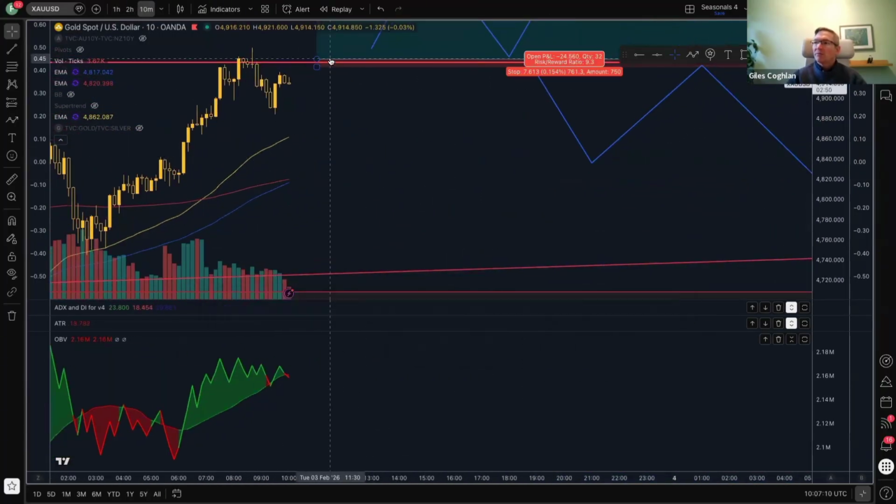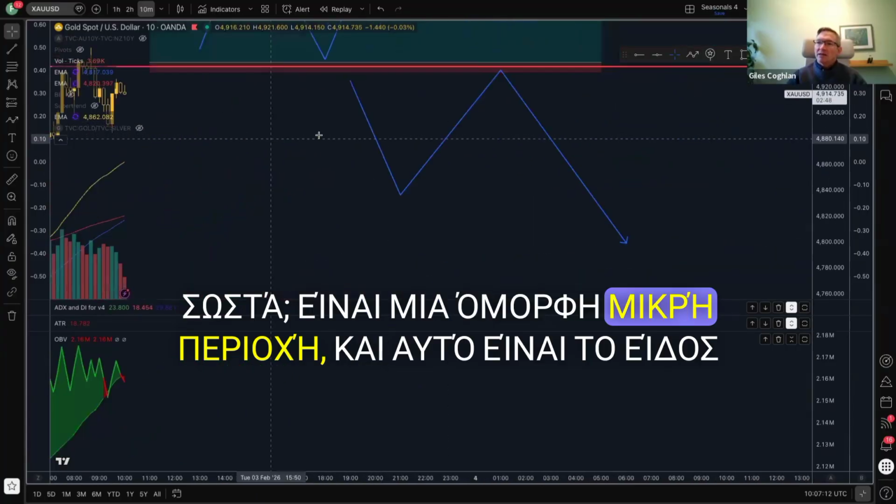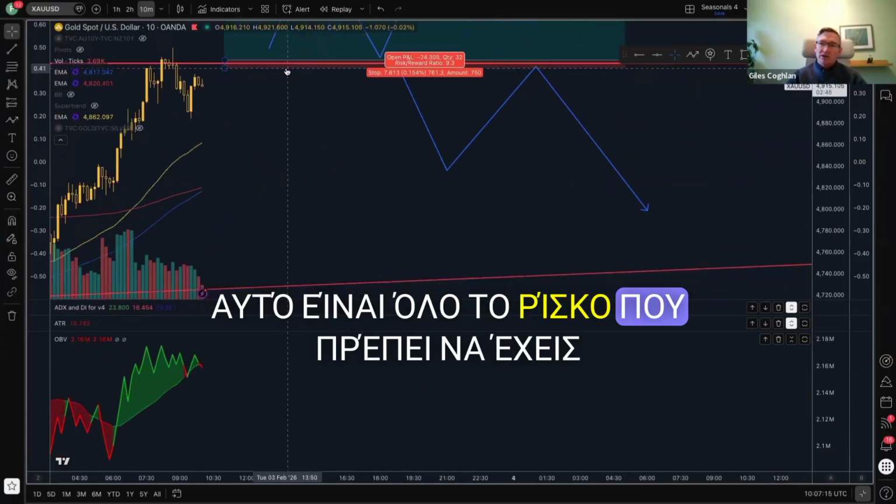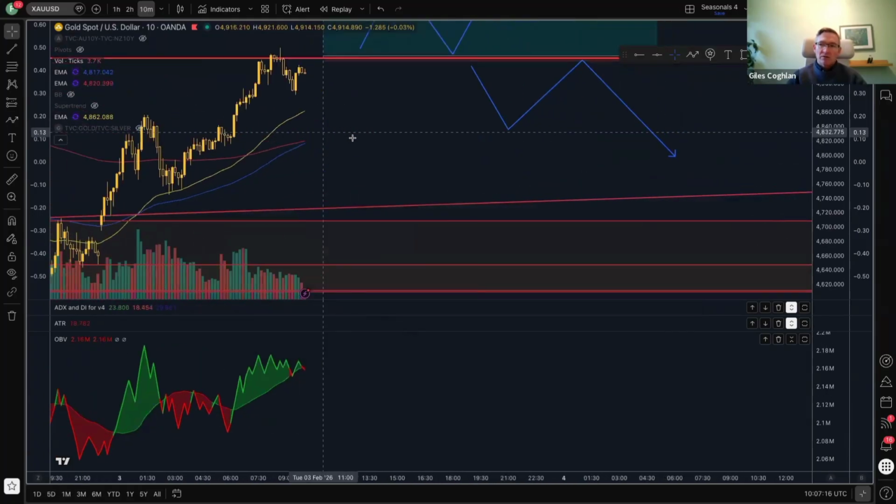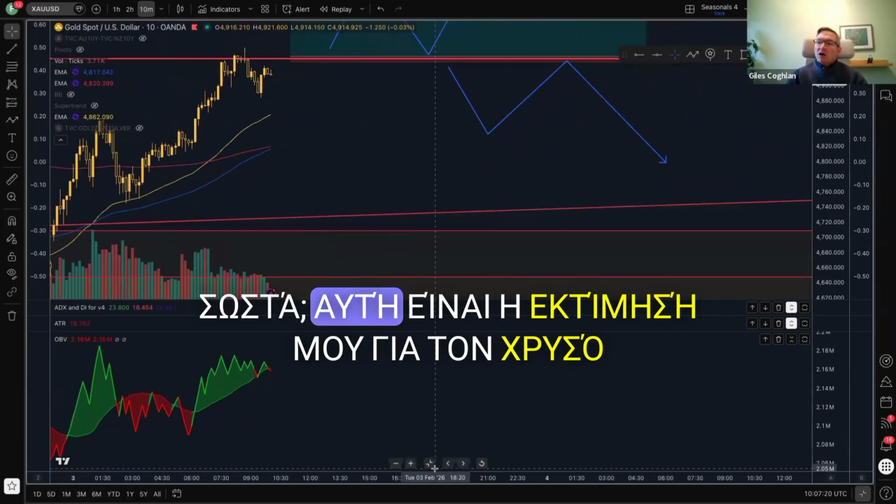Try up to 3 times. It's a nice little area, and that's all the risk you need to have. You don't need to have hundreds of dollars of stop. So that's my gold outlook.